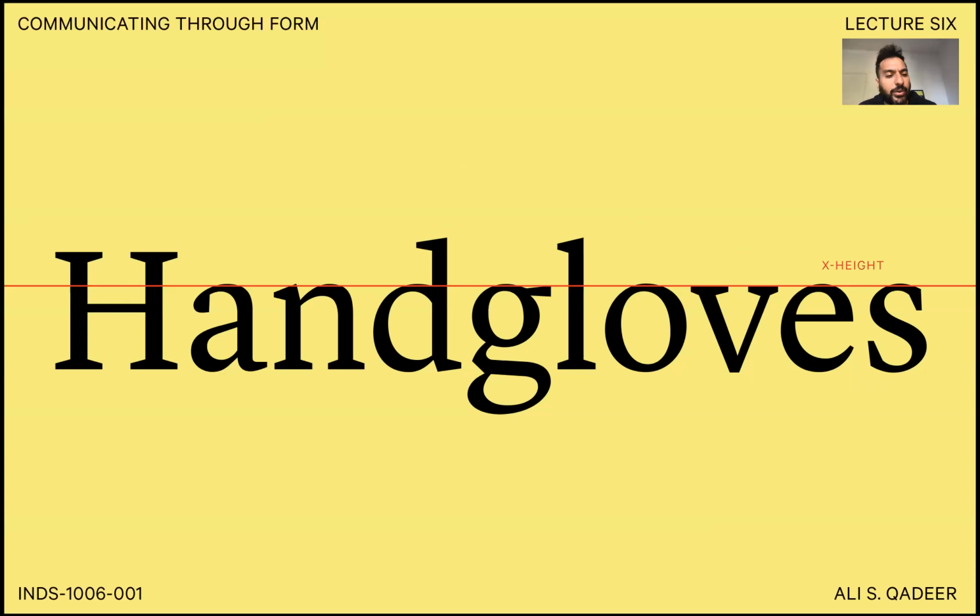And the other horizontal line I want to talk about is the x-height. This is the other, slightly less dominant, but still dominant horizontal line that you see when you look at type. And this is determined by the height of the lowercase x of a given typeface. Some typefaces can have very small x-heights, like a typeface like Garamond, whereas a typeface like Verdana has a very tall x-height.